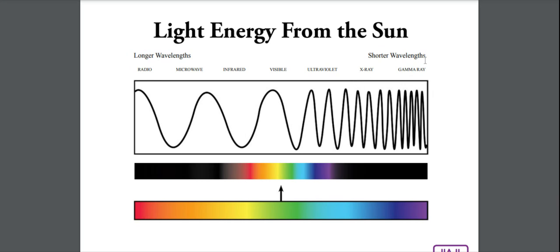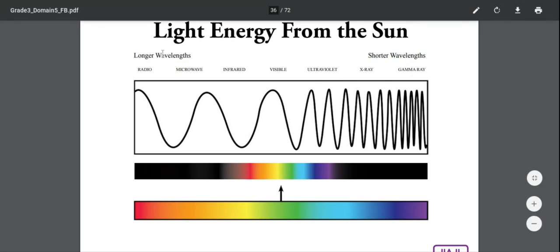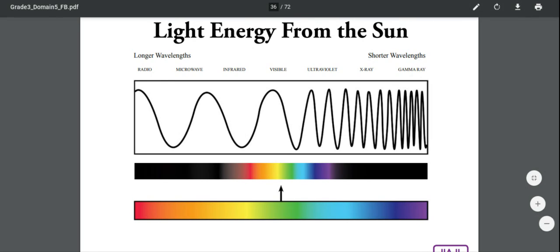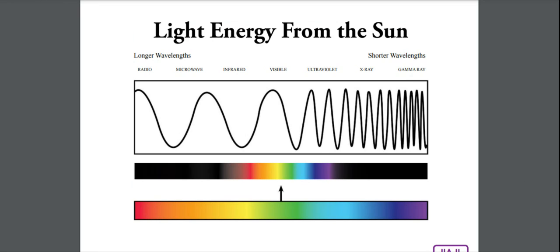These are shorter wavelengths because the crests come closer together. These are longer wavelengths because the crests are spread out. We cannot see all of the sun's light energy, but the energy we can see is called visible light. White light is made up of a spectrum of all the colors we see in visible light.